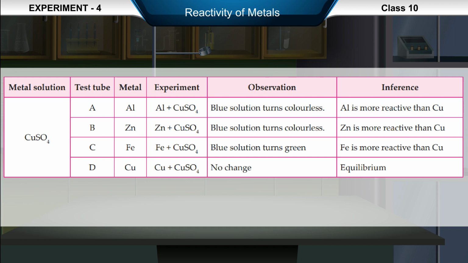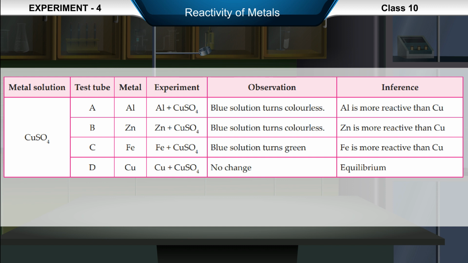Metal, solution CuSO4. Test tube A. Metal: aluminium. Experiment: Al plus CuSO4. Observation: blue solution turns colorless. Inference: aluminium is more reactive than Cu.